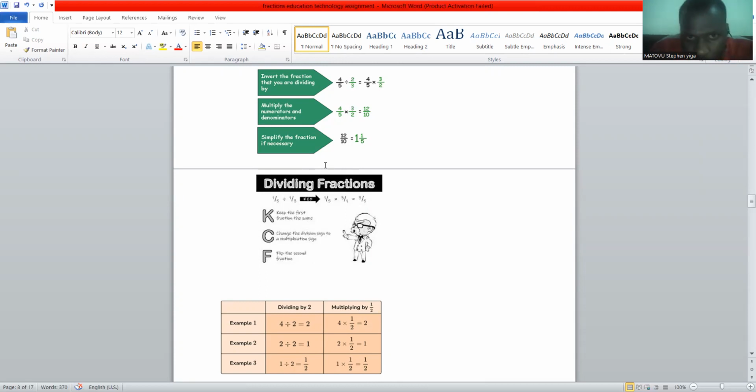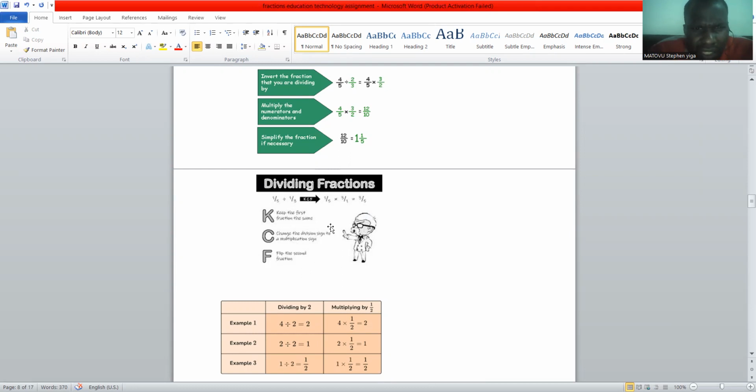Most people use the term reciprocal. Make the reciprocal of the second fraction. If it is 1 over 3, it is 3 over 1. If it is 2 out of 3, its reciprocal, or its opposite, is 3 over 2.